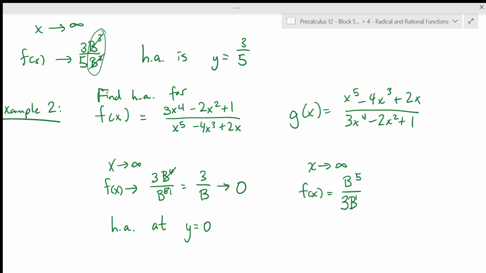3b to the fourth, and this is going to give us b over 3. And that is going to go to positive infinity. So if you get infinity, as x goes to infinity, big number is just going to infinity divided by 3, which is still infinite. What this means is essentially that the function will just keep getting bigger and bigger and bigger, like a quadratic or like a cubic or any of those other kinds of functions.